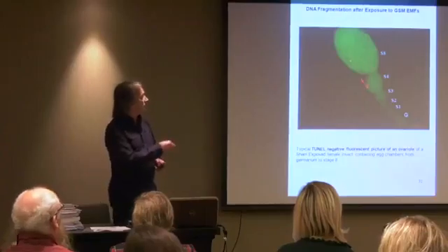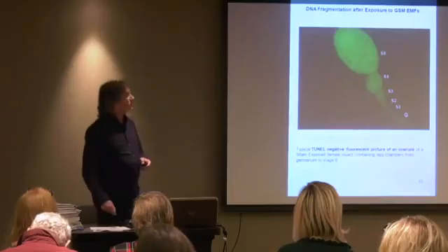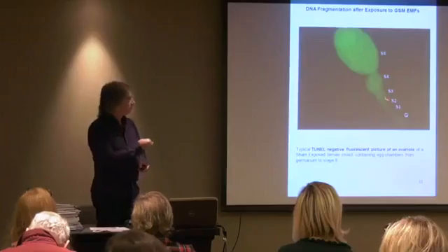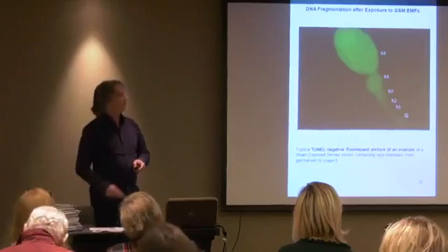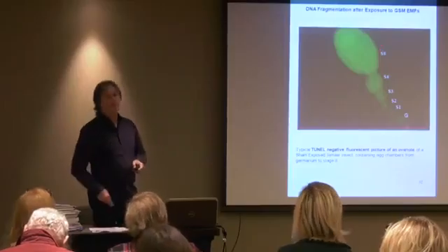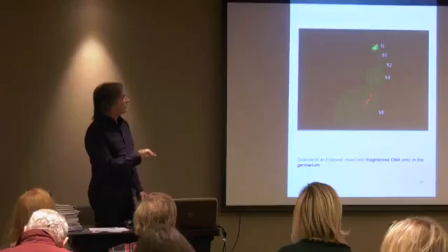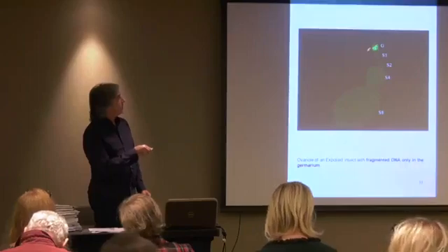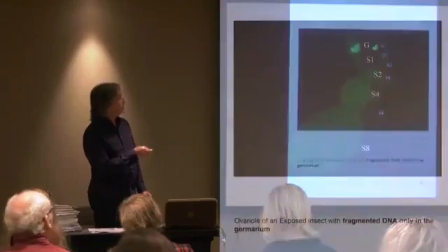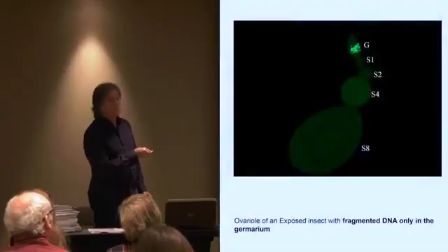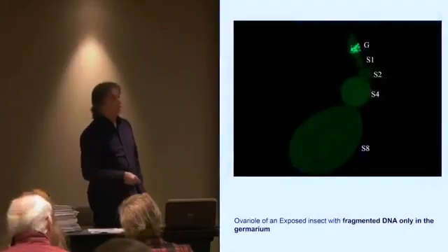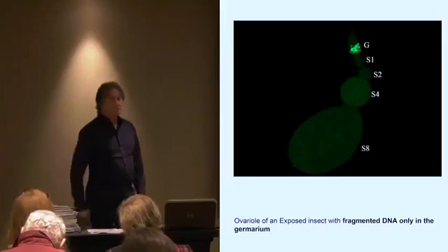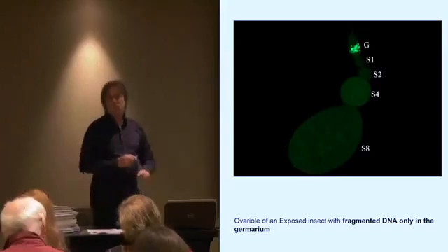This is the control image, an ovariole from an unexposed female insect. This is how it should be. This is the background fluorescence. Here we have the background fluorescence, and in the germarium, only in the germarium, we have DNA fragmentation. This is the characteristic fluorescence I told you before. It's completely different than the background fluorescence, as you can see. Not possible to confuse them.